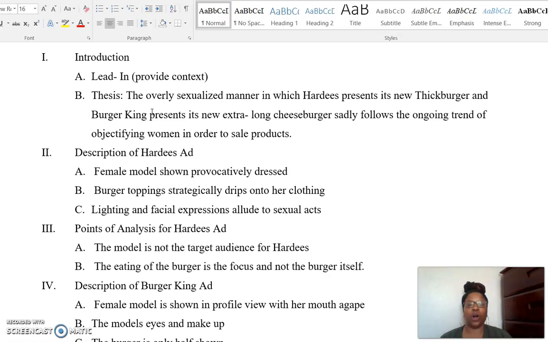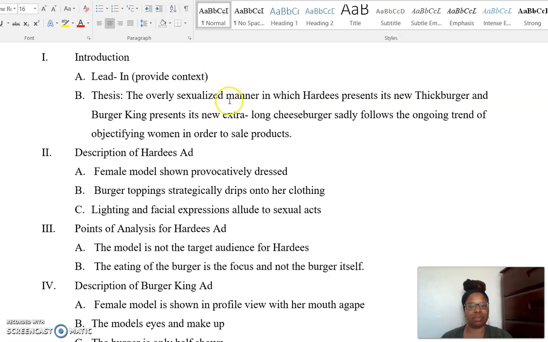So we have the thesis statement using Hardee's and Burger King. I say, the overly sexualized manner in which Hardee's presents its new thick burger and Burger King presents its new extra long cheeseburger sadly follows the ongoing trend of objectifying women in order to sell a product. So the argument here is that these two companies do a bad thing. They sadly follow this trend of treating women like objects in order to sell something, in this case, hamburgers, right?